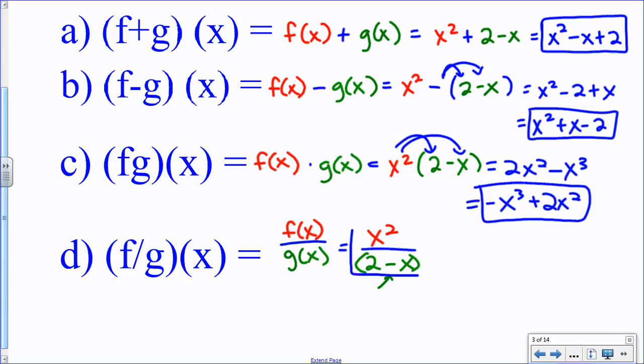But I want to know, in a minute we're going to talk about the domain, but for now, I want to just go ahead and note the disclaimer. So this is the quotient, this is the answer, as long as x does not equal positive 2. Good.